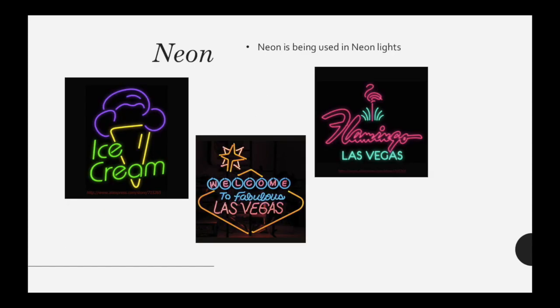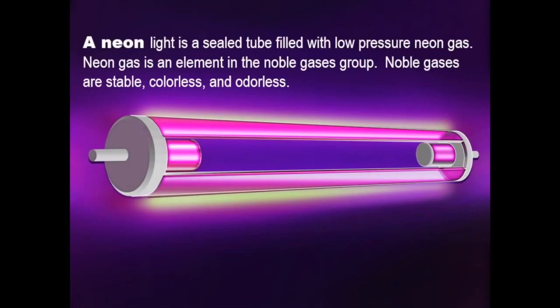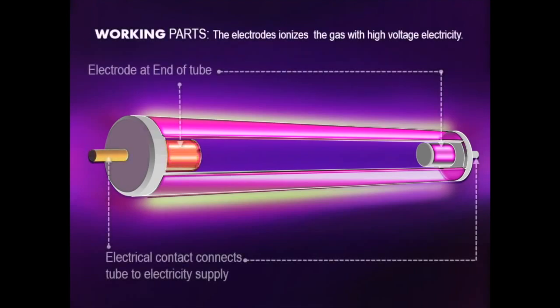The place where we see neon in our daily lives is in neon lights, as for example the Las Vegas sign is made out of neon lights, and this is where the gas neon is being used. A neon light is a sealed tube filled with low pressure neon gas. The electrodes ionize the gas with high voltage electricity. We have an electrode at each end of the tube, and an electric contact connects the tube to the electricity supply. And then here we have the electrodes ionizing the gas.